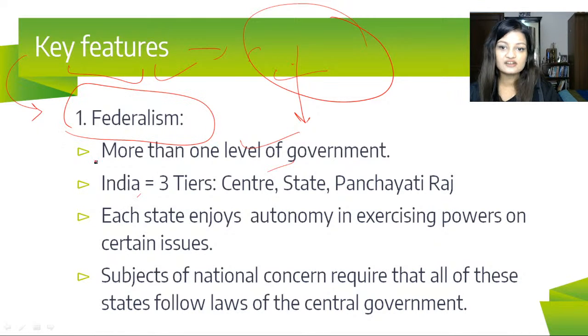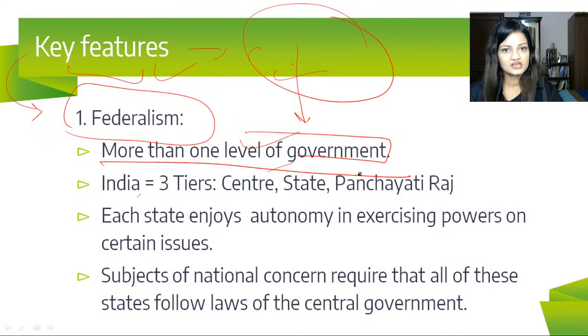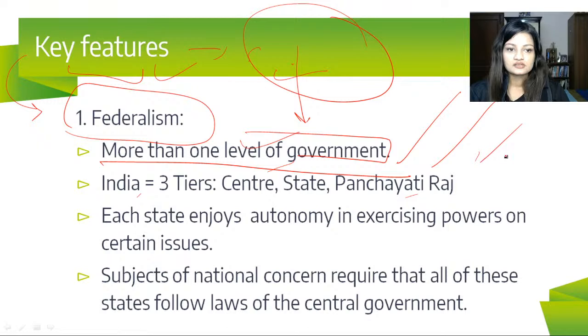Okay, so federalism in very simple words means that there is going to be more than one level of government. Why do we need more than one level of government in India? That is because, guys, India has a lot of different people. A lot of these different people live in villages, some of them live in cities, some of them live in, so on and so forth, right?